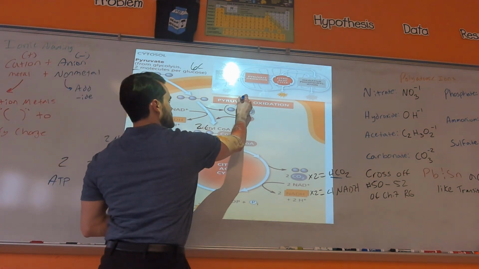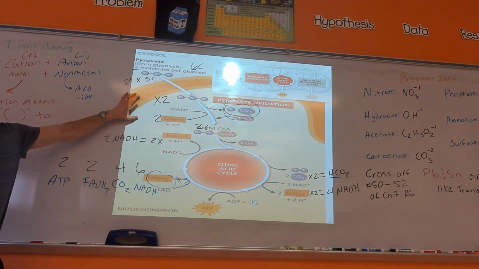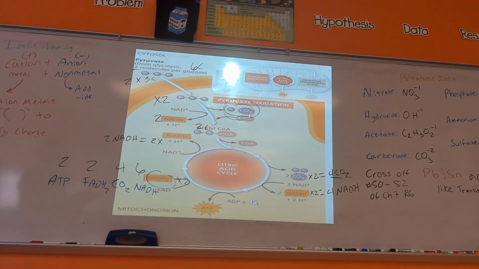Are you asking about this CO2 right here? That is technically separate from the citric acid cycle. That's CO2 loss there. That's part of pyruvate oxidation. So they separate pyruvate oxidation from the citric acid cycle. Sometimes, I'm pretty sure when I did AP Bio, they combined it all as one.